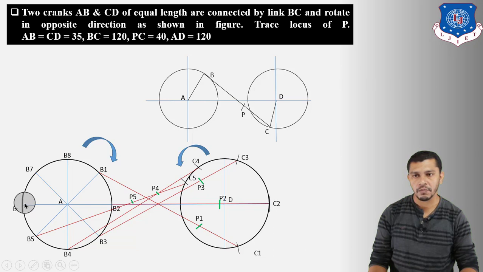Now put your rounder on B6, give an arc on the circle which will intersect exactly over here. So this will be our C6. Connect C6 to B6 and mark P6 on this line 40 mm from C6.